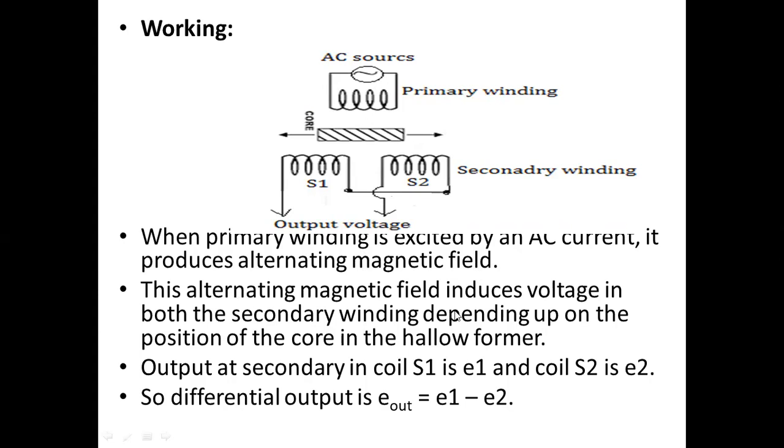The magnetic field induces voltage in both secondary windings depending upon the position of the core in the hollow former. Hollow former means wherever the main core is placed. The induced EMF in secondary coil S1 is E1 and the induced EMF in secondary coil S2 is E2. So the differential output is E out equal to E1 minus E2, which we have considered here.